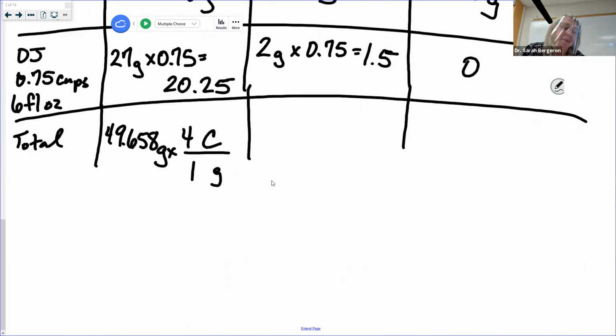Right, so what do we get? I'm just going to do this. I'll put the total down here. What do I get? 4 times almost 50 should be almost 200. 190.